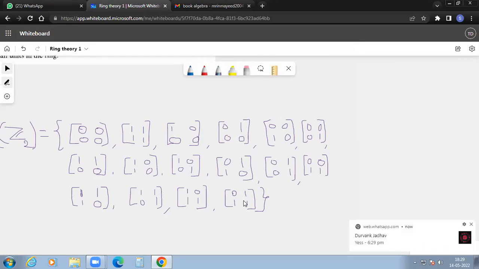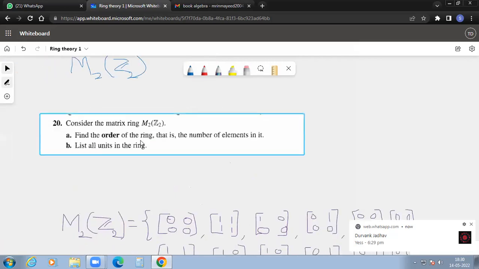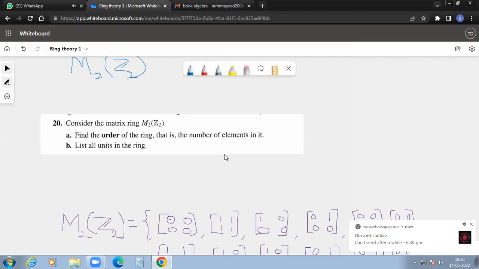Alright, so how many in all I got? 1 2 3 4 5 6 7 8 9 10 11 12 13 14 15 and 16. So how many are there? 16. So the very first question said, what is the order of this ring? So order of the ring will be what? 16. Order means bar. I'll write it in bars.